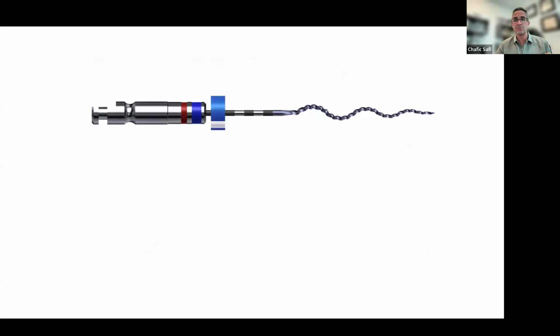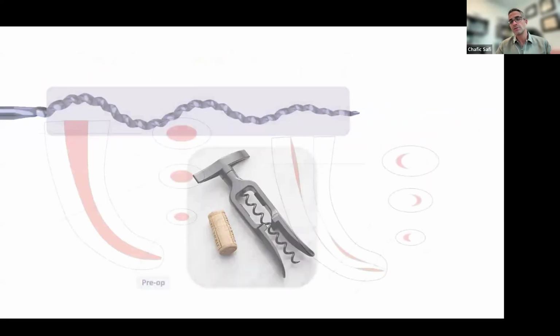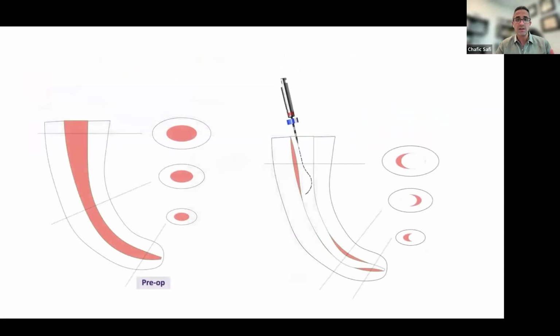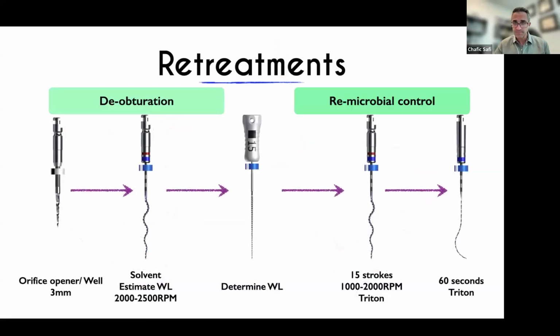anatomical retreatments. We're able to use the shaper, which has a wine opener shape, to remove the gutta-percha, and whatever tags are left behind, we're able to scrape and remove them thanks to the action of the finisher. This is the protocol that we recommend for the retreatment of cases. The first step is to deobturate, and then we regain microbial control. But all that is done in an anatomical fashion, respecting the anatomy of the root canal system.